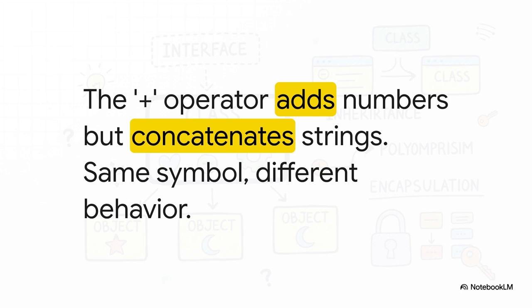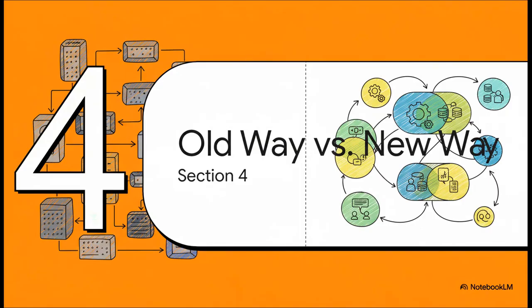Here's a super simple example you already know, the plus symbol. If you use it with numbers, like 5 plus 5, what happens? It does addition, and you get 10. But what if you use that exact same symbol with text, which we call strings, like hello plus world? It doesn't try to add them, it joins them together to make hello world. See? Same symbol, completely different behavior based on the context. That is polymorphism.